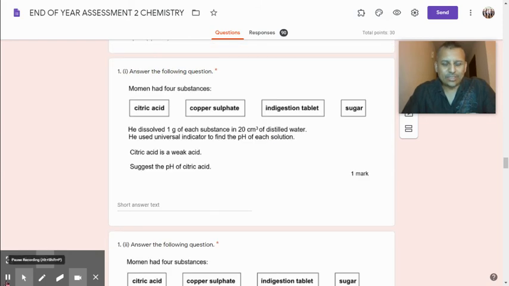The pH of citric acid: it's a weak acid, so you would expect a number of roughly 4, 5, or 6. Either of those numbers, or even a range if that was given, was enough to get the mark.